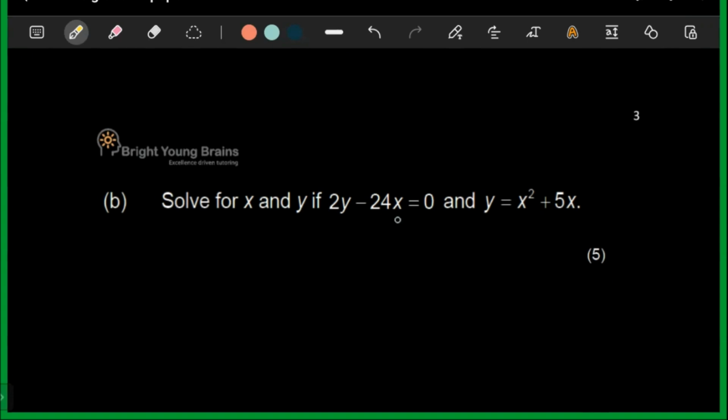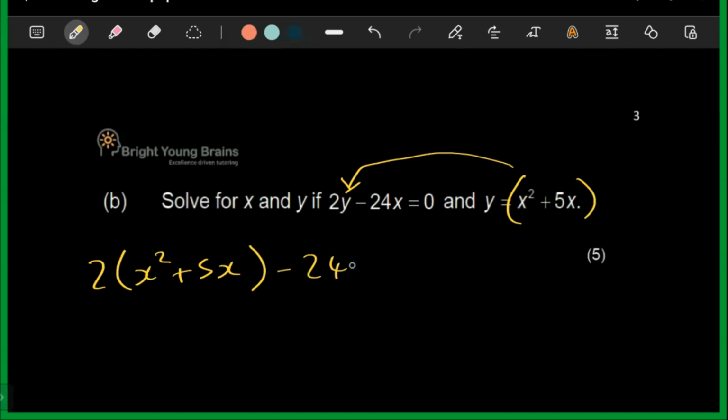This equation looks as though it's easier to put stuff in this one, because this one is squared. Or rather, we might as well take this, which is already y, and put it in there. So here we're going to say 2 times x squared plus 5x, and then minus 2, 4x equal to 0. This seems like it's going to be fine because the y value here is x squared plus 5x. So the 2 you can multiply inside the bracket, and the 2 you can multiply again.